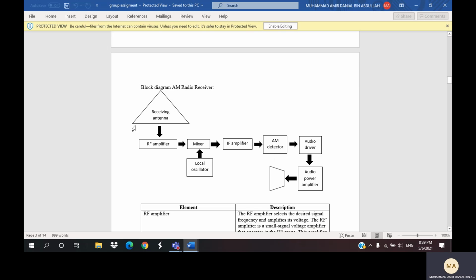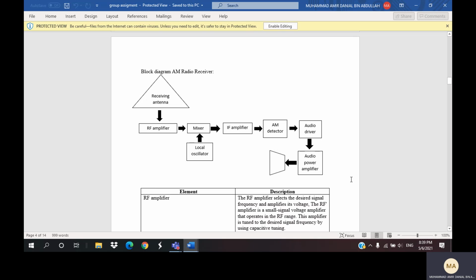Second, we look into block diagram of the AM radio receiver. From antenna will give the signal into RF amplifier and into the mixer, which is another source of the local oscillator that gives into the mixer. When they combine, they will go into IF amplifier. IF amplifier into AM detector into audio driver into audio power amplifier into the sound.